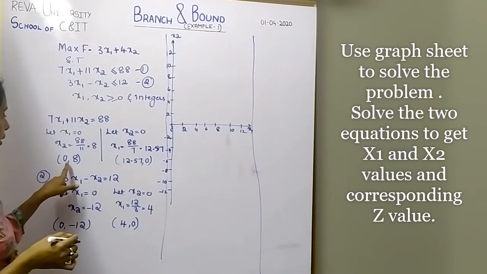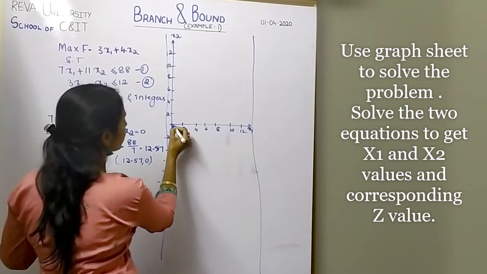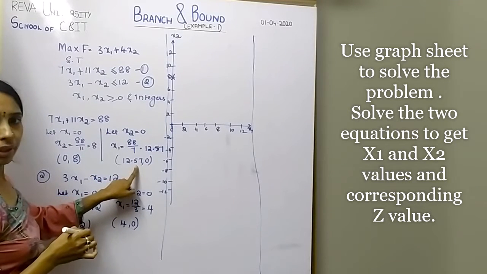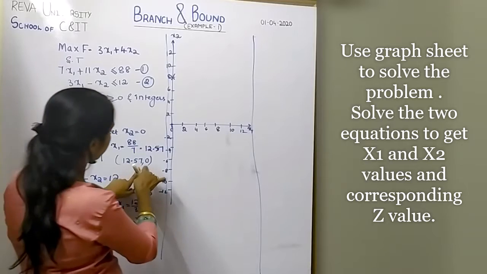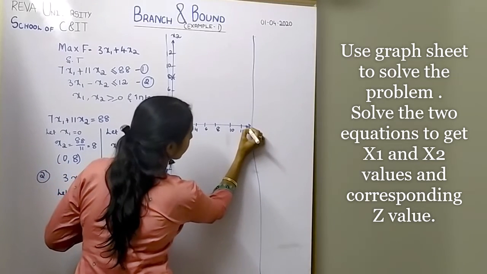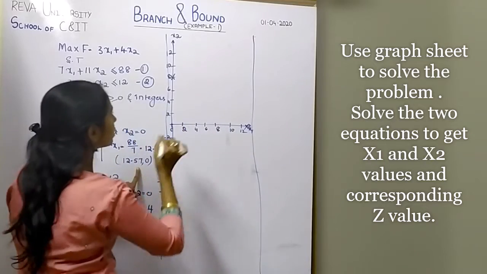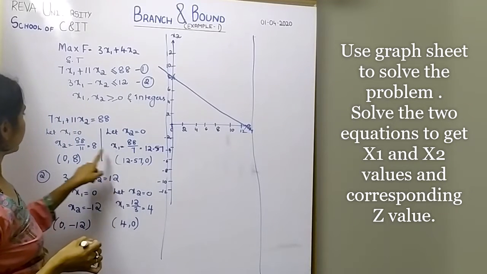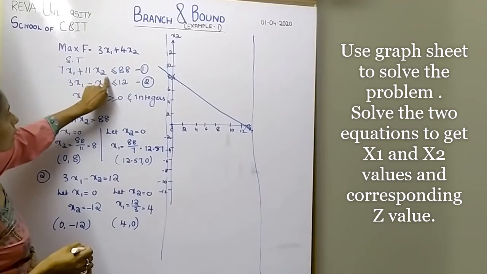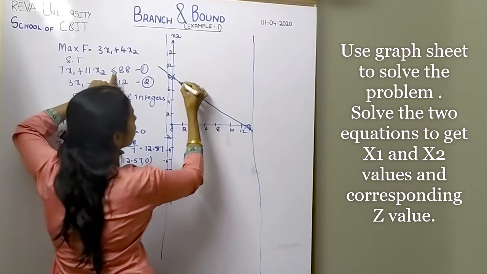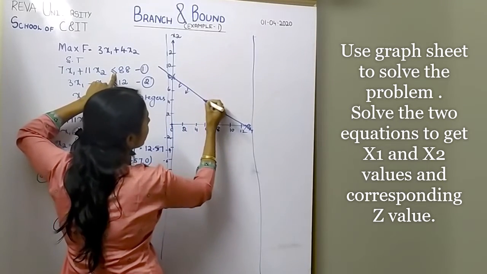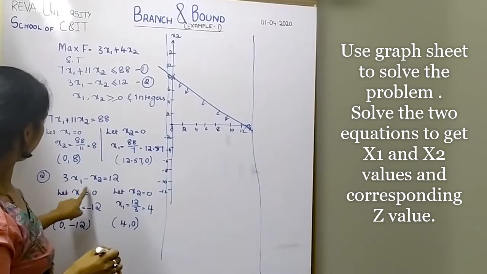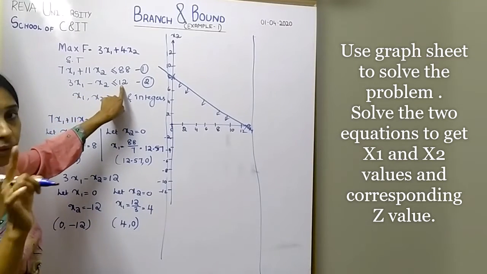What is our first point? 0, 8: x1 is 0, x2 is 8. One more point is 12.57, almost 13, and y is 0. So join this. And what is the equation here? 7x1 plus 11x2 is less than or equal to 88, so whatever the point, it should be within this range. Then the second equation, 3x1 minus x2 is less than or equal to 12.